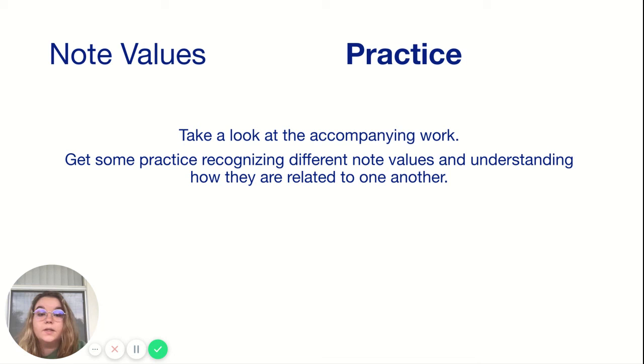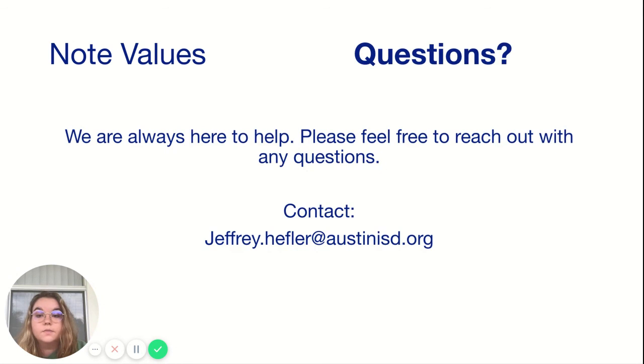So get some practice recognizing the different note values and how many goes into which, and then work on your understanding of how they are related to one another.